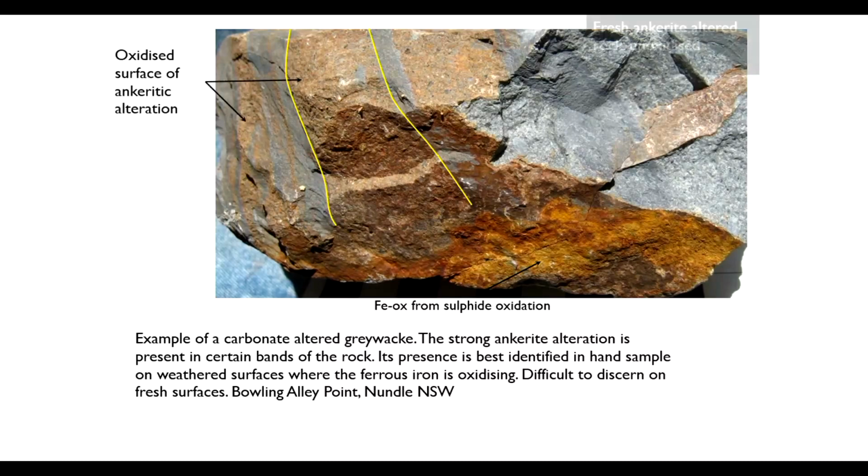Oxidized surface. And then in here we have some fresh ankerite. So calcium, iron, carbonate. Which sort of makes sense because we probably had a reasonable amount of iron in this rock to utilise.